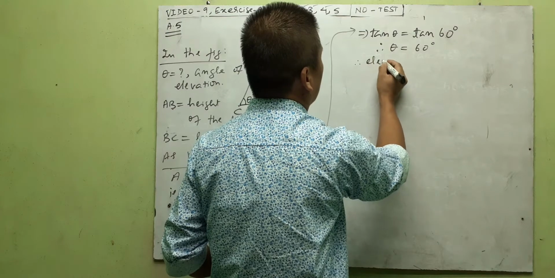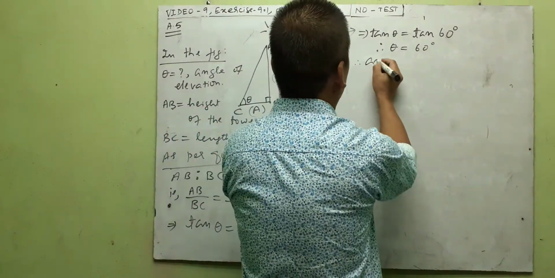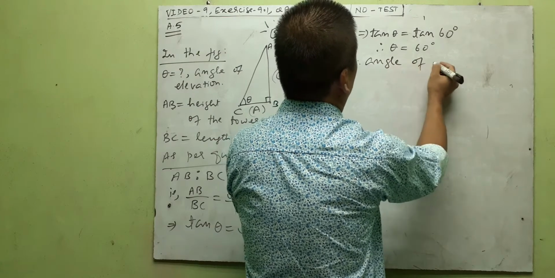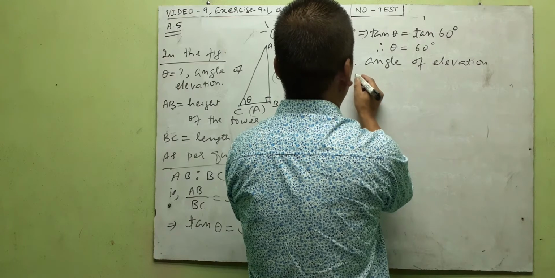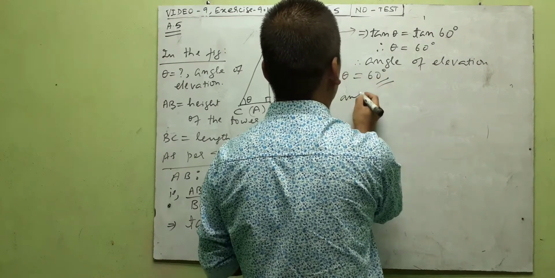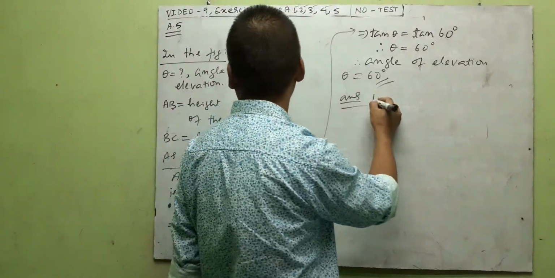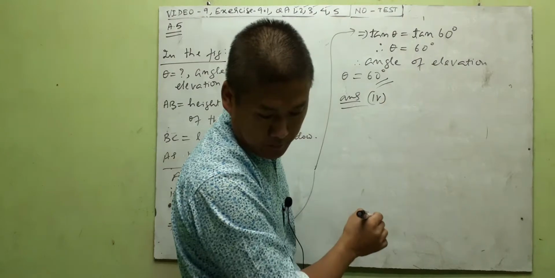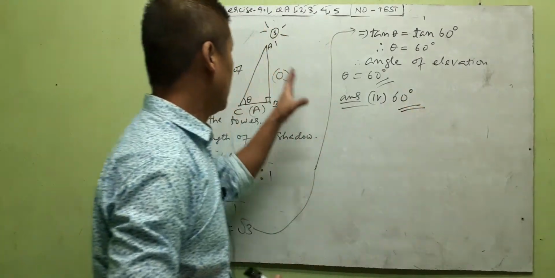Therefore, angle of elevation, according to the language of the text, angle of elevation equal to theta equal to 60 degree is the answer. So the answer choice that matches that one is found in choice number 4. So choice number 4 will be the right answer, 60 degree. Just concludes all the questions.